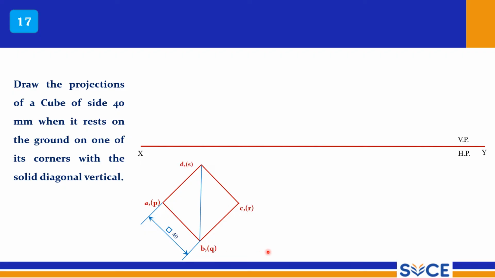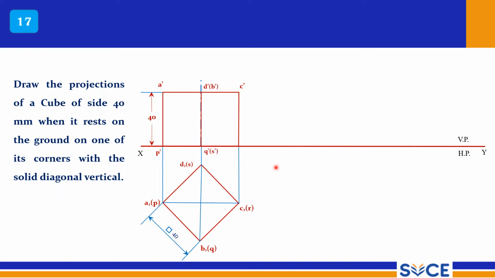Now that diagonal can be seen in the front view, right? In the front view you can connect it. You can take the diagonal either from right to left or left to right, any way. Draw it. This is the simple front view. These are the two corners.